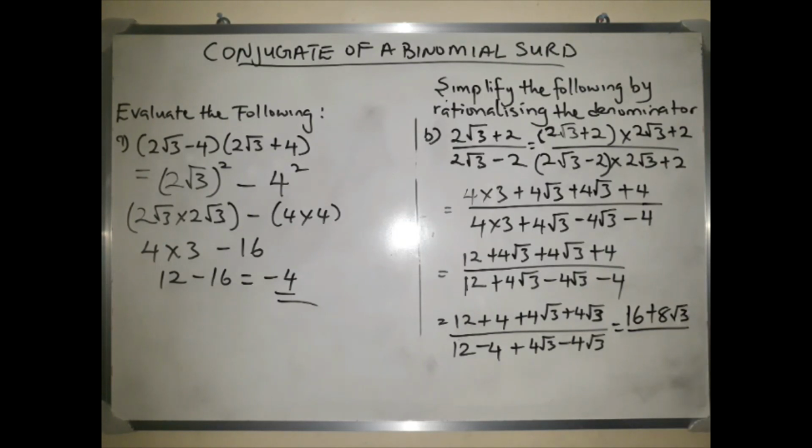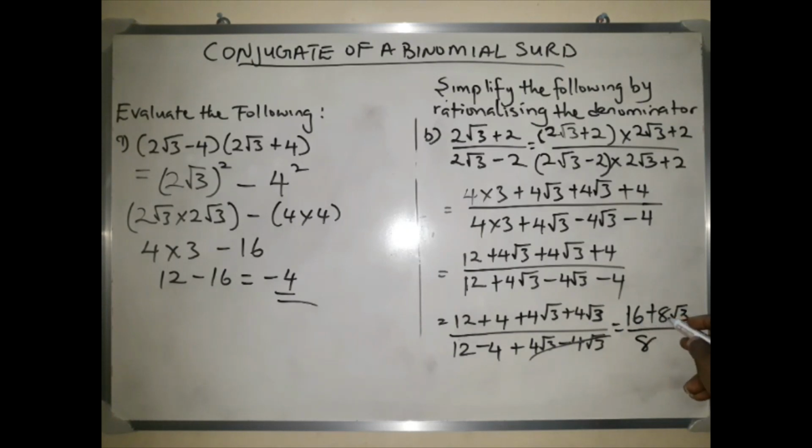That's for the numerator. For the denominator, 12 minus 4 is 8. Then we have plus 4 root 3 minus 4 root 3. Plus 4 root 3 minus 4 root 3 will be what? 0. So this is what you'll be left with now. Looking at what we have, some people say this is the final answer, but this is not yet the final answer because what we have here can still be simplified. How? The numerator has some common factors in it.